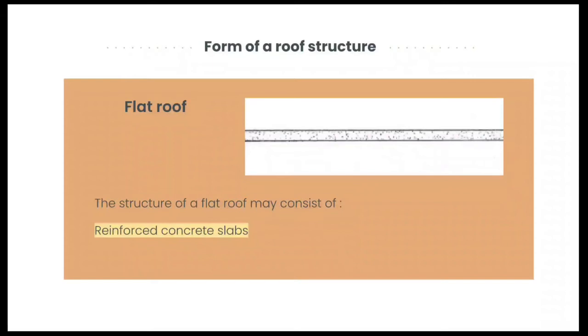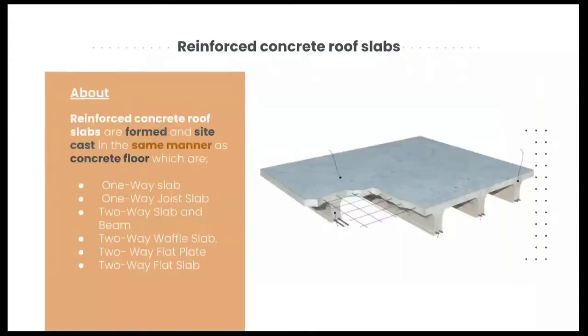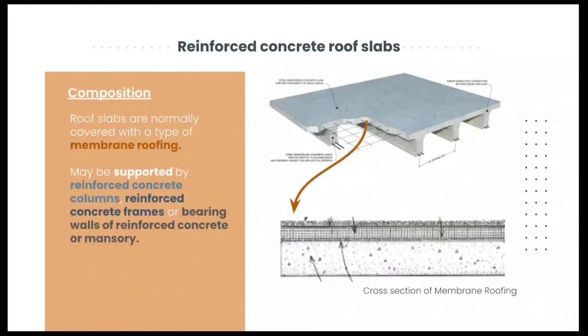The form of a roof structure that uses reinforced concrete slabs is a flat roof. Reinforced concrete roof slabs are formed and cast in the same manner as concrete floors, which are one-way slab, one-way joist slab, two-way slab and beam, two-way waffle slab, two-way flat plate, and also two-way flat slab.